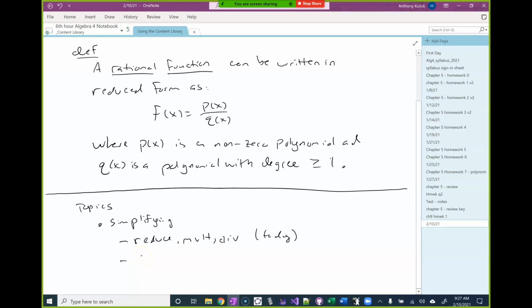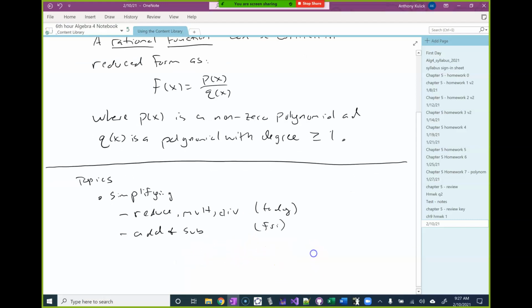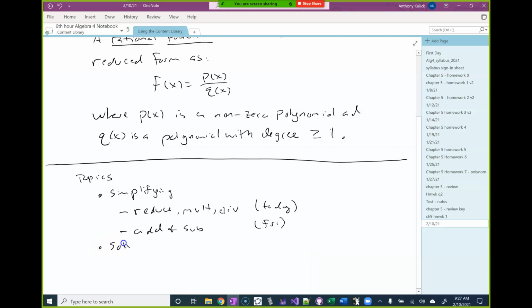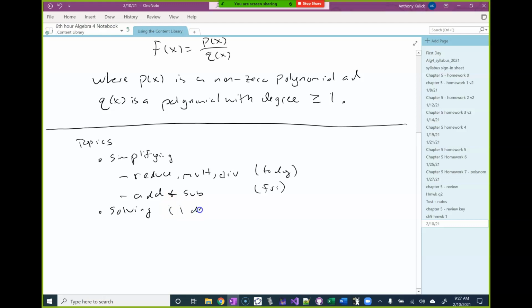And then on Friday, we'll talk about addition and subtraction. And then after we come back from break, we'll talk about solving, but really that's a one-day topic. And then we'll talk about graphing, but really only one special case that I'll refer to as a simple rational function. And we should be able to do that in one day also. So really we have 4 lectures planned for this chapter. It should be considerably shorter than chapter 5 was.